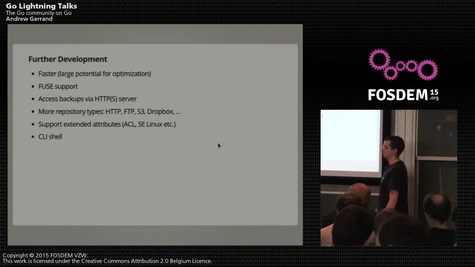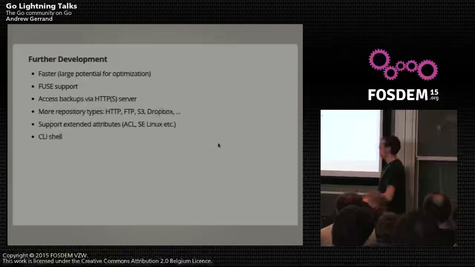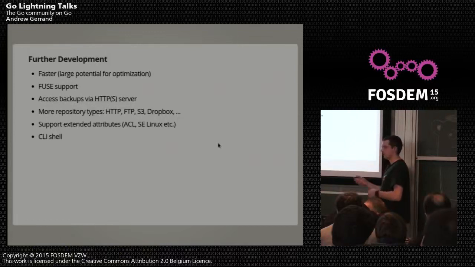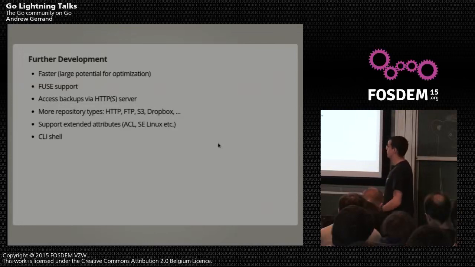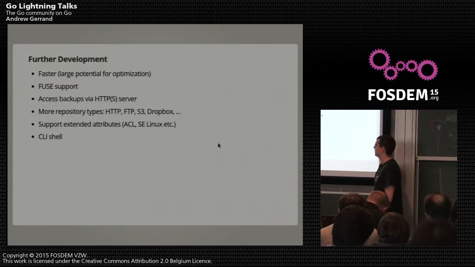I'm thinking about a factor of 1.5, maybe 2, maybe even more. I would like to add FUSE support, and more ways of accessing backups via HTTP. So for example, starting a restic server process somewhere and having an HTTP server serve you the files that are in the repository. I'd like to include more repository types, for example, FTP, HTTP, S3, and so on.